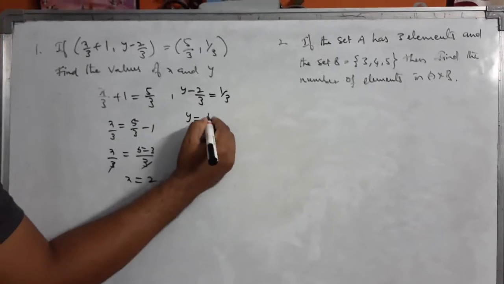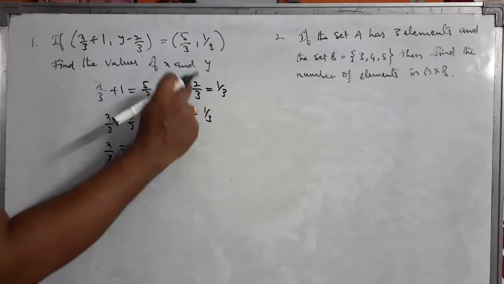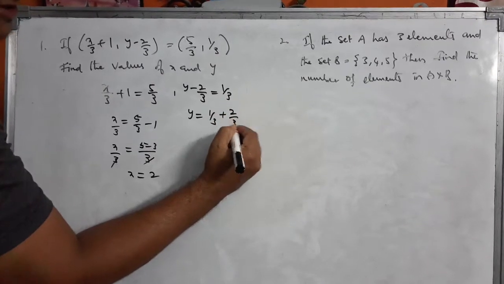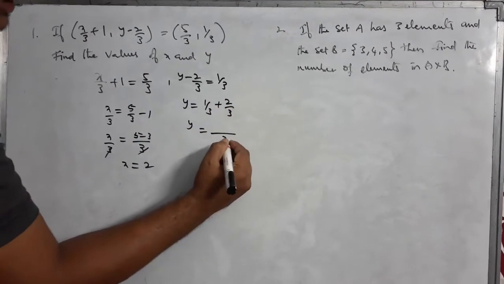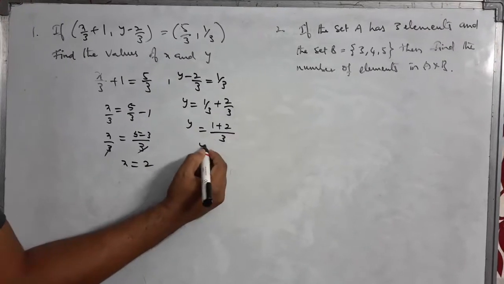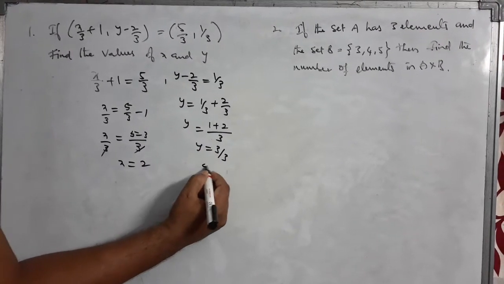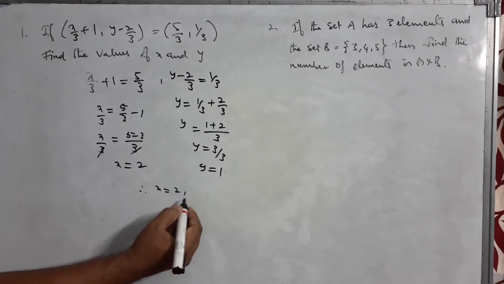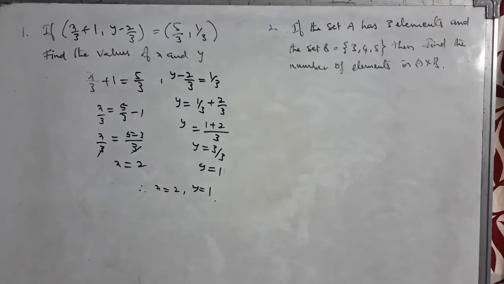y minus 2/3 is equal to 1/3. If you transfer from the left side to the right side, it is plus 2/3. y is equal to, LCM is 3, (1 + 2)/3, that is y is equal to 3/3, that is y is equal to 1. Therefore x is equal to 2 and y is equal to 1.